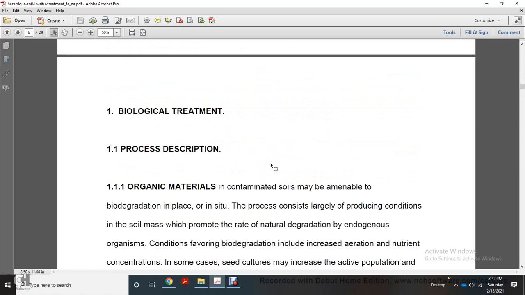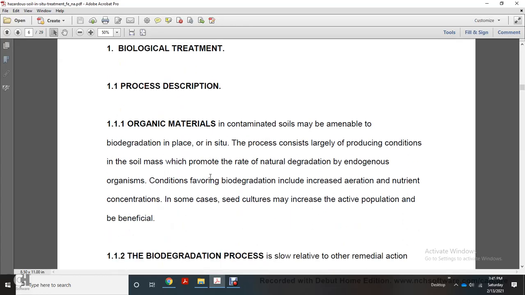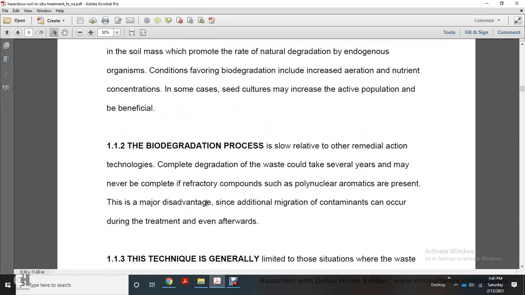All right, biological treatment process description. Organic materials in contaminated soil may be amenable to biodegradation in place. Conditions that promote the rate of natural degradation include endogenous organisms and conditions favoring biodegradation, such as increased aeration and nutrient concentration. In some cases seed cultures may increase the active beneficial population.